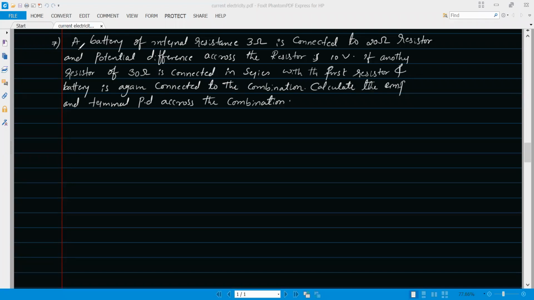Okay, let us go for the next problem. Let us see this problem. A battery of internal resistance 3 ohm. Let me go for this. The internal resistance is given, it is 3 ohm. It is connected to a 20 ohm resistor.